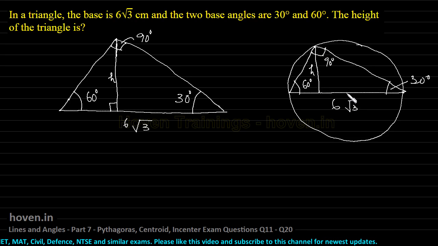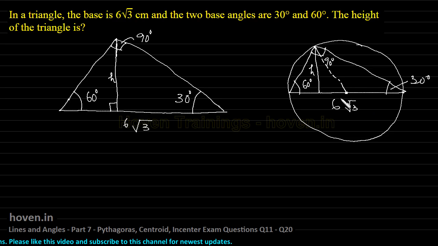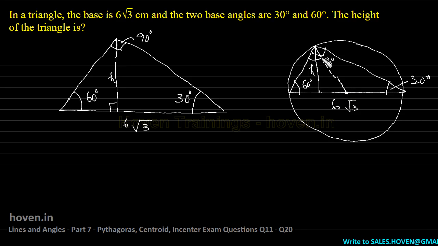So now if this is the center of the circle, we can join this point to the center of this circle. Now from this point, this is radius, and from this point, this is also radius. Therefore, if you are seeing this triangle, then this triangle is an isosceles triangle with this as 60, and therefore this angle will also be 60 degrees.